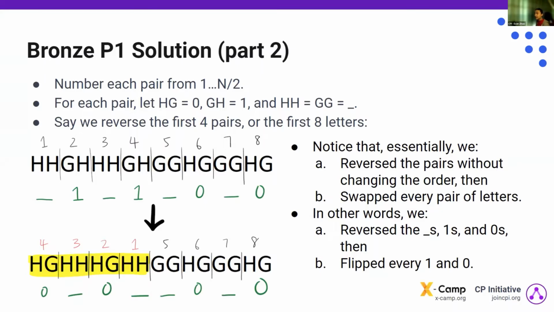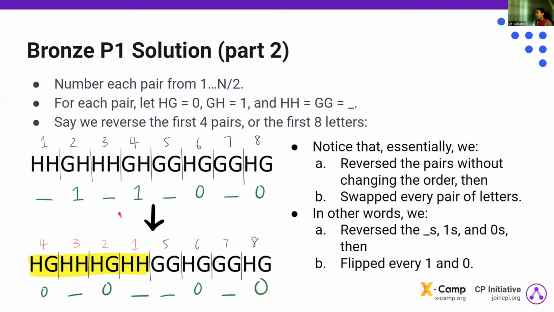I will answer that. If we reverse the first 4 pairs in a string, this is going to be the result. The highlighted cows are the cows that we reversed. For example, we have HH, GH, HH, and then GH. And here we have HH, GH, HH, GH, which is this part reversed. I hope you guys get the idea. And notice the ones, zeros, and underscores in this prefix also changed.